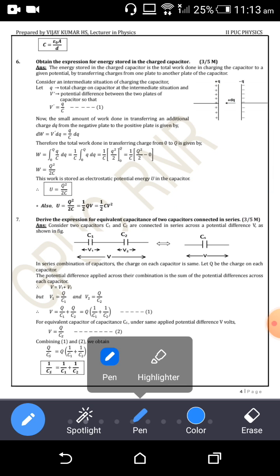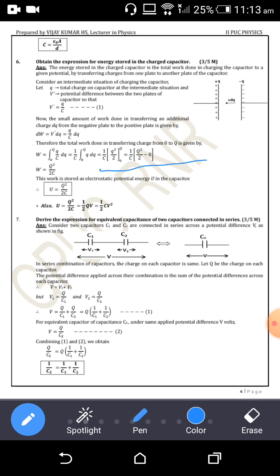That is what we have written there. So 1 by c into q square by 2, with the limit 0 to q. Now 1 by c is written in the same way. In the place of small q we have substituted the value of capital Q, that is the upper limit minus the lower limit, right? So what is the upper limit? The upper limit is capital Q, the lower limit is 0.